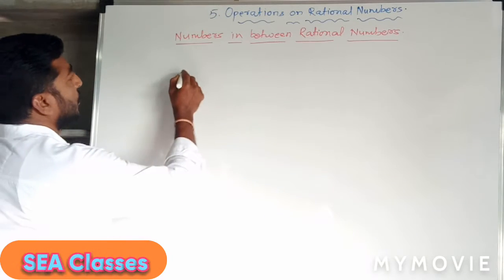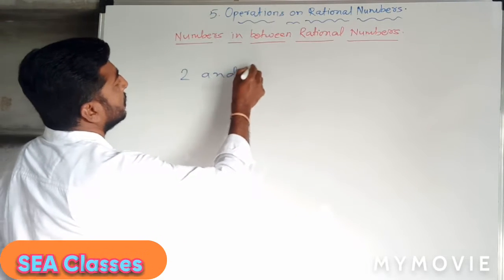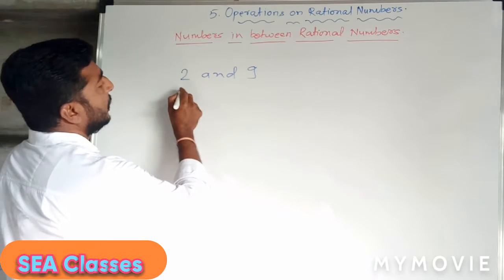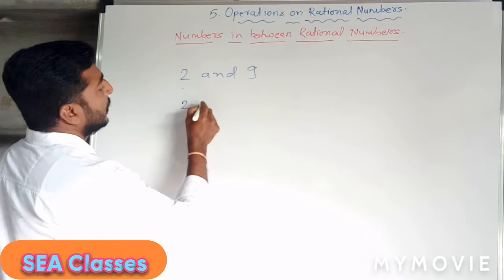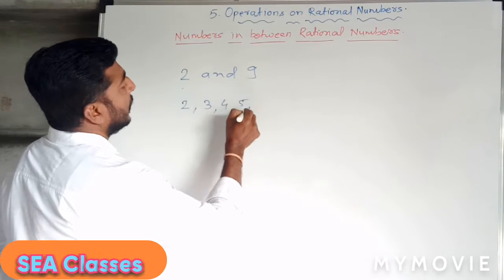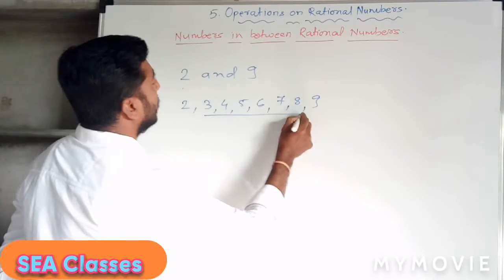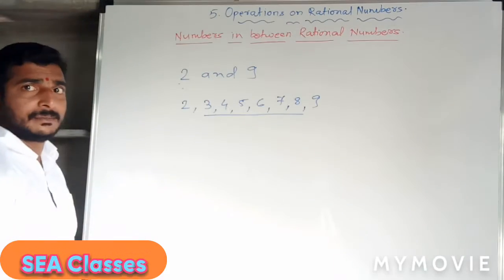So before that, 2 and 9 are natural numbers, and if I ask you to write the numbers between 2 and 9, you can write 3, 4, 5, 6, 7, 8. These are the numbers lying between 2 and 9.